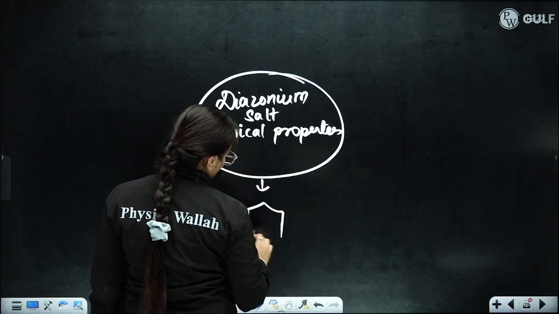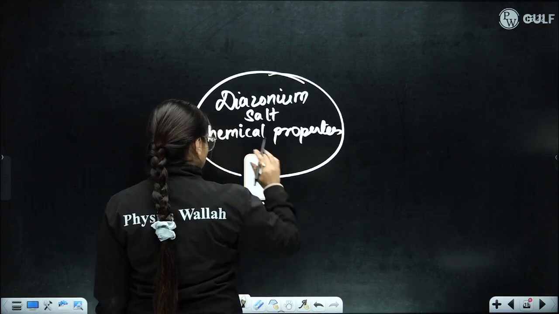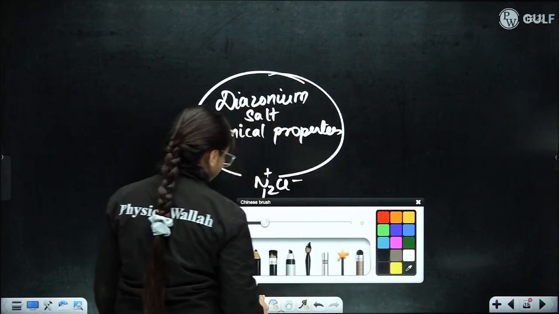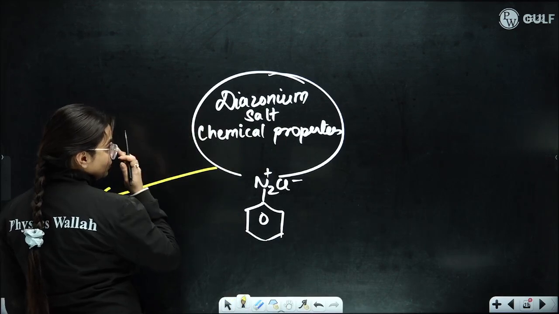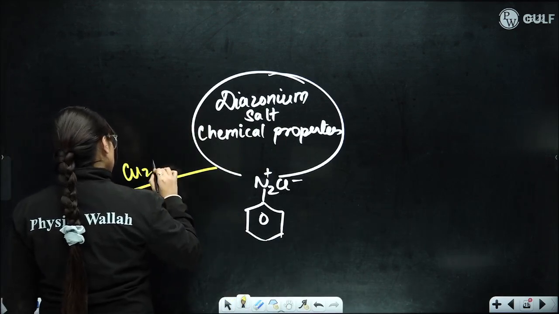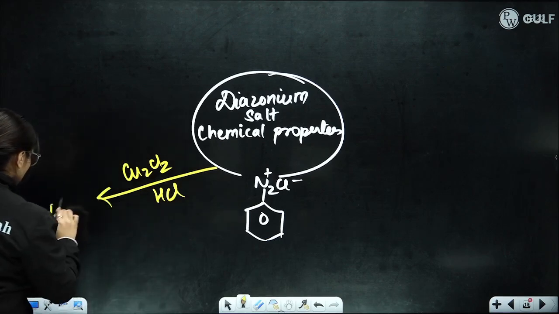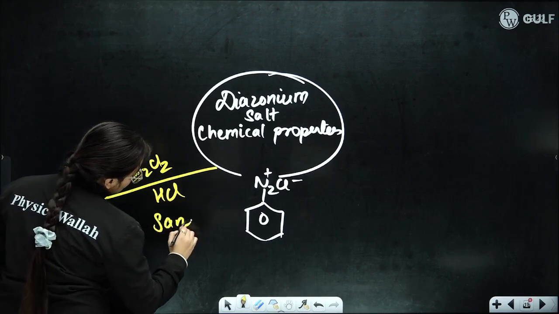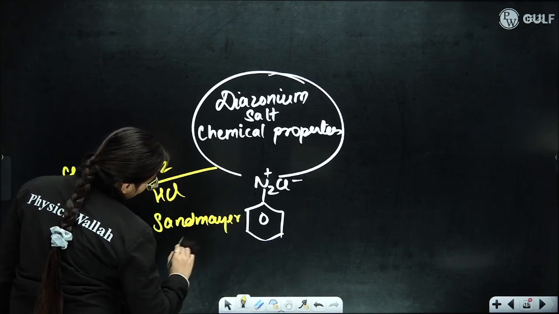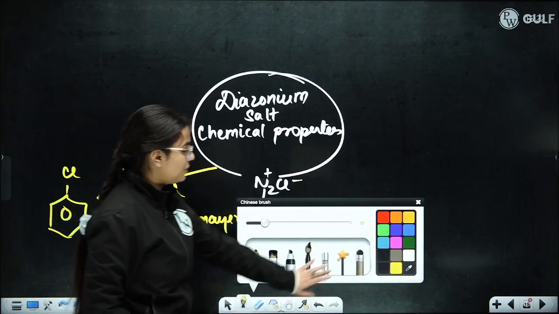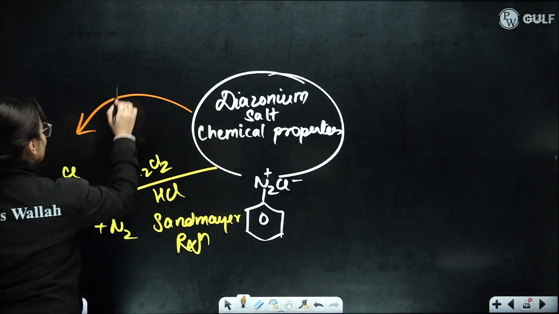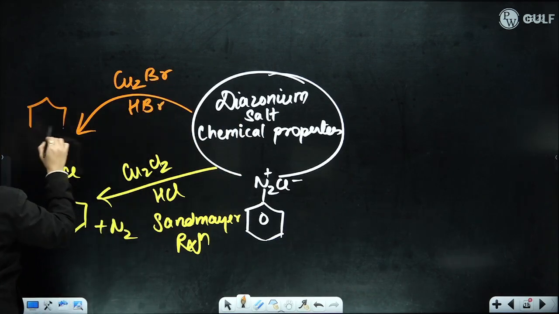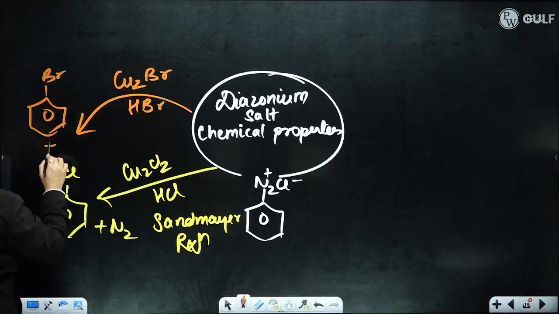It is N2 positive, Cl negative, or X negative you can say. See, if you are reacting it with Cu2Cl2 and HCl, you will create chlorobenzene liberating N2, and this reaction is your Sandmeyer reaction. Let's take one more case. If you are reacting it with Cu2Br2 and HBr, you will get bromobenzene liberating N2.